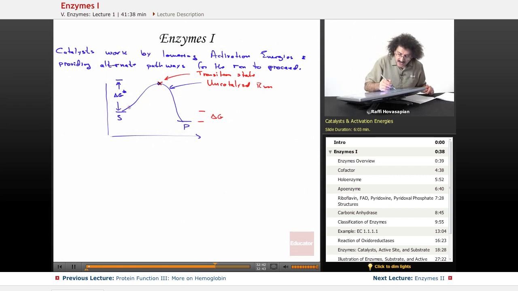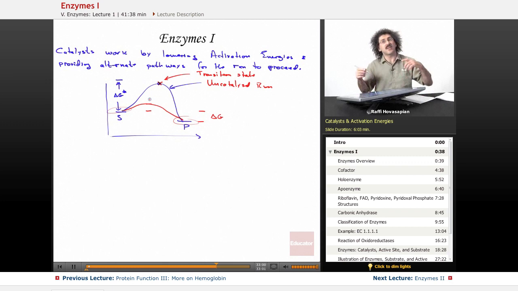Now, the catalyzed reaction might go something like this. So notice, this and this haven't changed. We're still here and here. The delta G hasn't changed. Thermodynamics doesn't change. What has changed is this. Now your activation energy is a lot lower. Because the energy is a lot lower, the reaction can proceed faster. That's what a catalyst does. That's all a catalyst does.